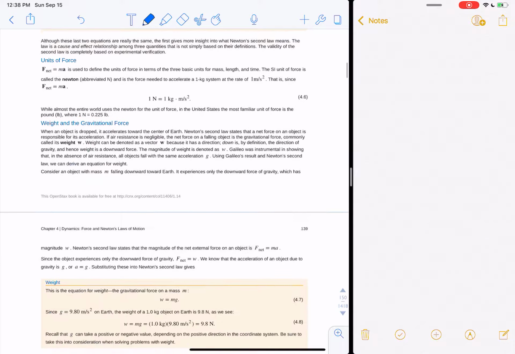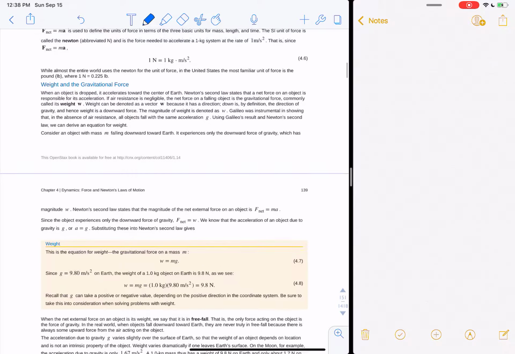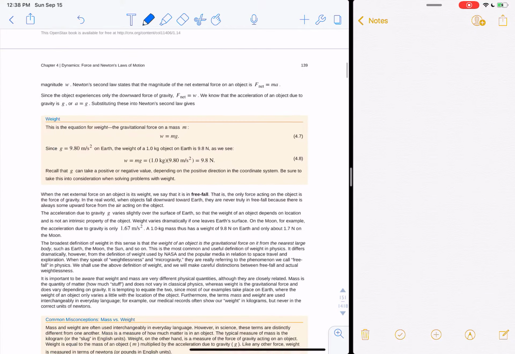All right, so F equals ma. The first law says an object in motion stays in motion unless acted upon by an outside force. The second law says if you do get a force acted on you, you will accelerate, and that will change your motion. Okay, so that's how the second law is linked to the first law.